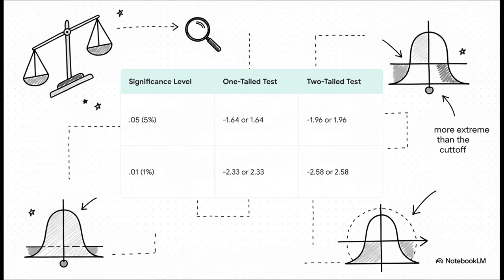That significance level, usually something like 5%, is just the amount of doubt we're willing to accept. If our score is more extreme than the cutoff, we get to say our result is statistically significant, meaning it's so surprising that it's probably not just a random fluke.